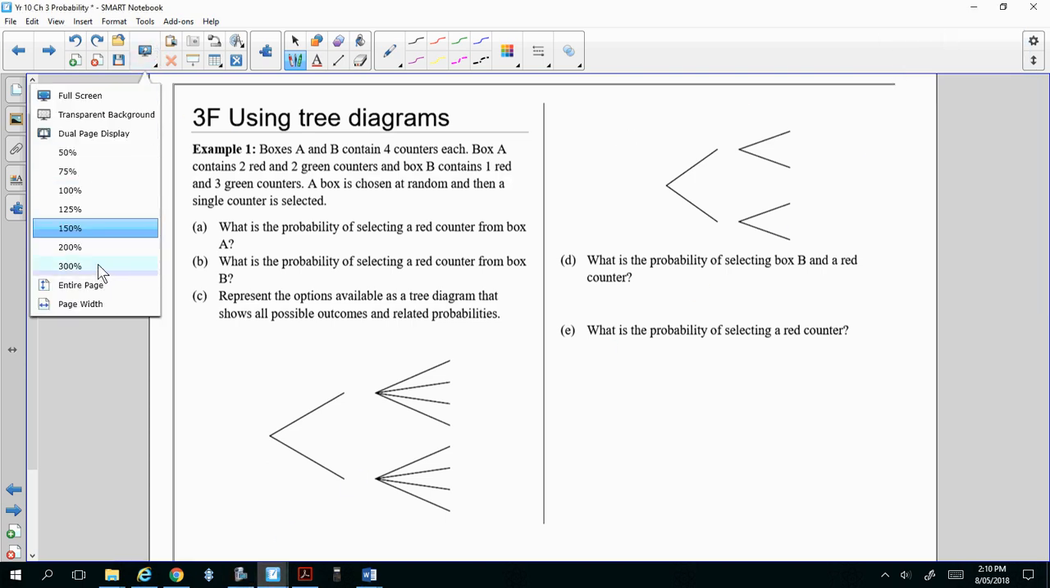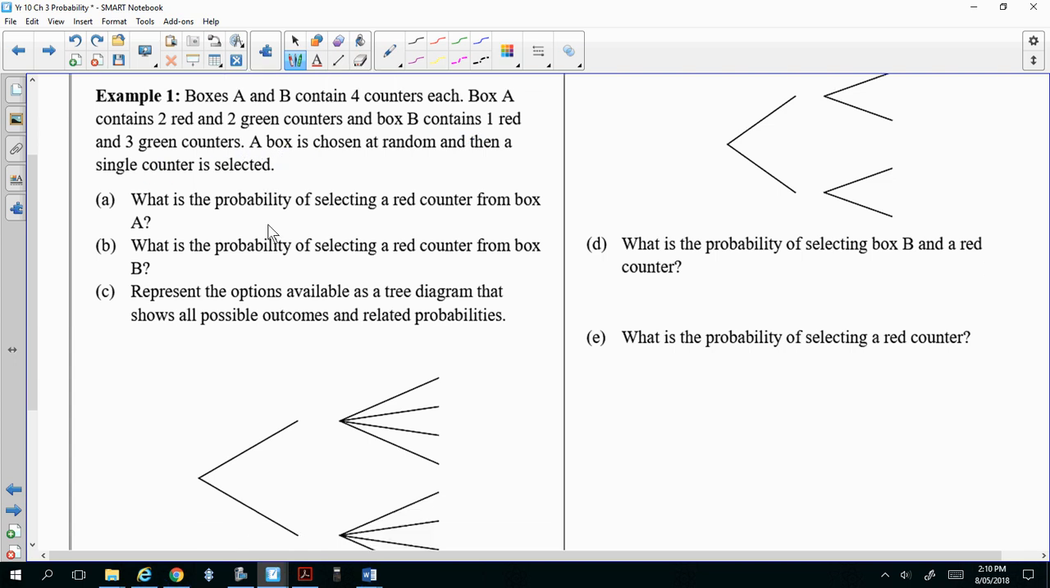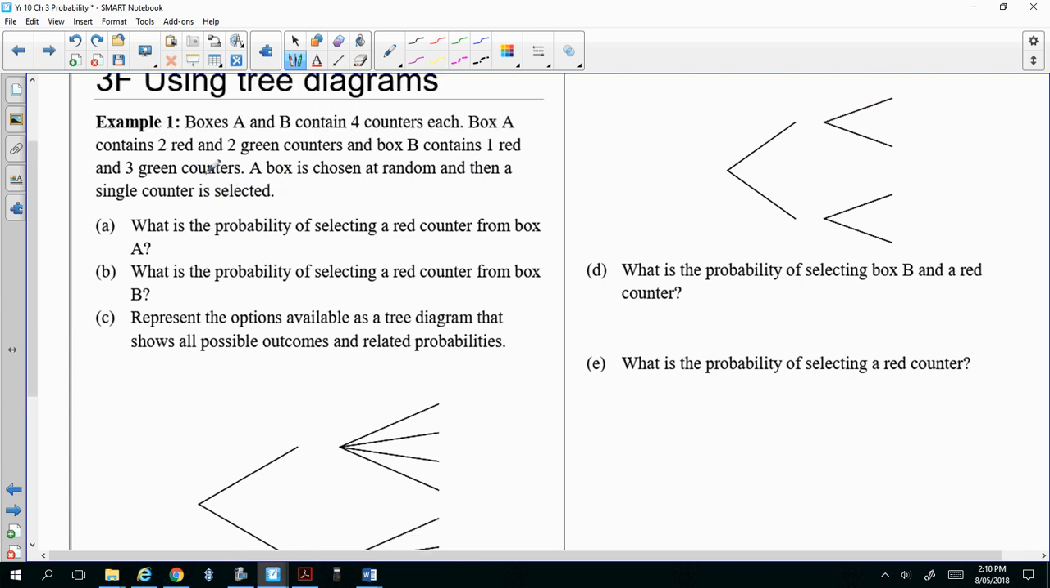So we're going to look at this particular example. There are two boxes. Box A and B contain 4 counters each. Box A contains 2 red, 2 green. Box B contains 1 red, 3 green. A box is chosen at random, then a single counter is selected. So you do 2 things: select the box, then select the counter from that box you selected.